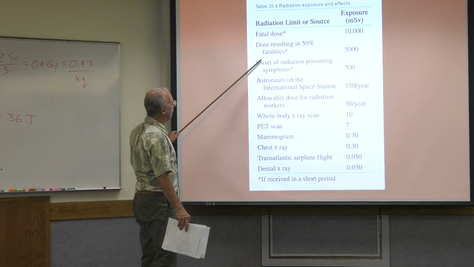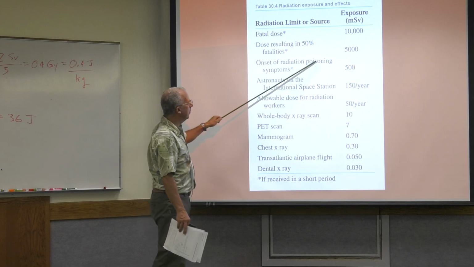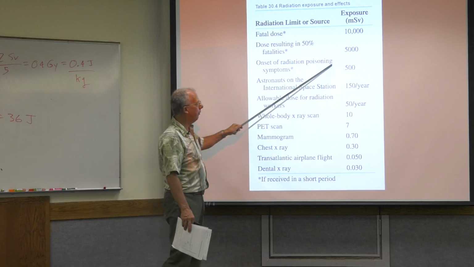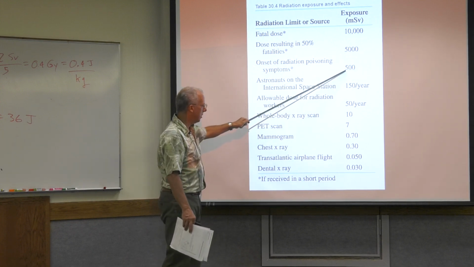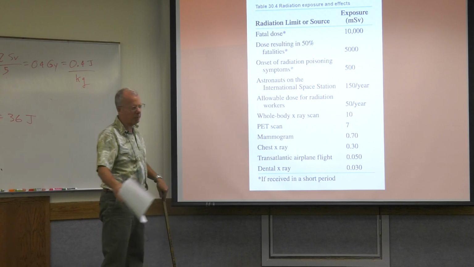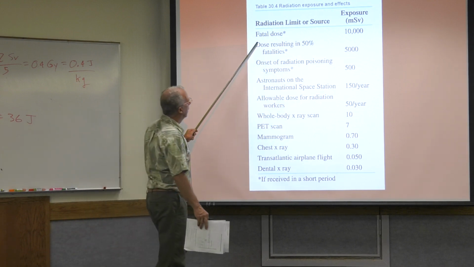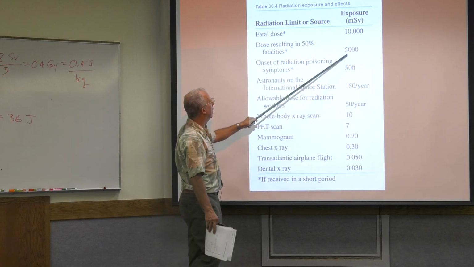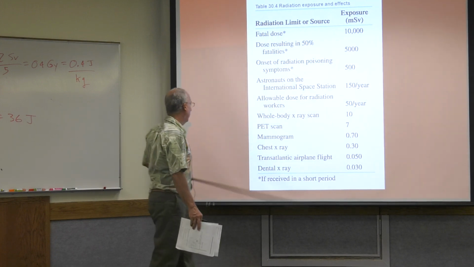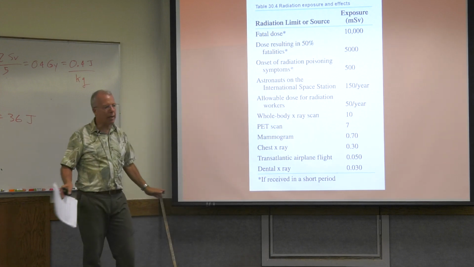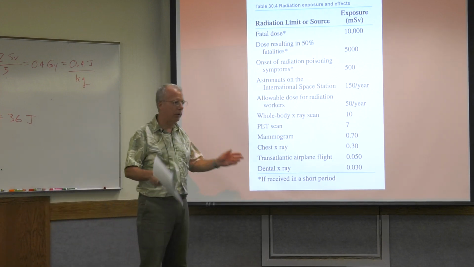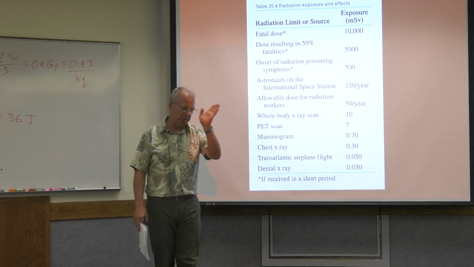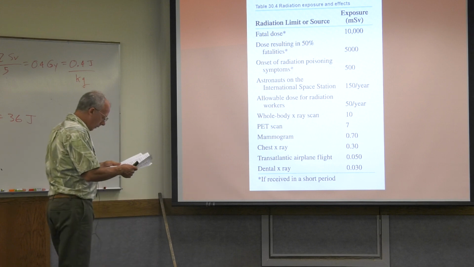Okay, now, onset of radiation poisoning. This means if it's received in a short period. So you're going to start feeling really awful if you get 500 millisieverts in a short time. Radiation poisoning. Dose resulting in 50% fatalities, 5,000. Fatal, 10,000. So there you go. And you don't want to die because of radioactivity because it's awful. You get radiation sickness and your organs start failing and it's just bad news.